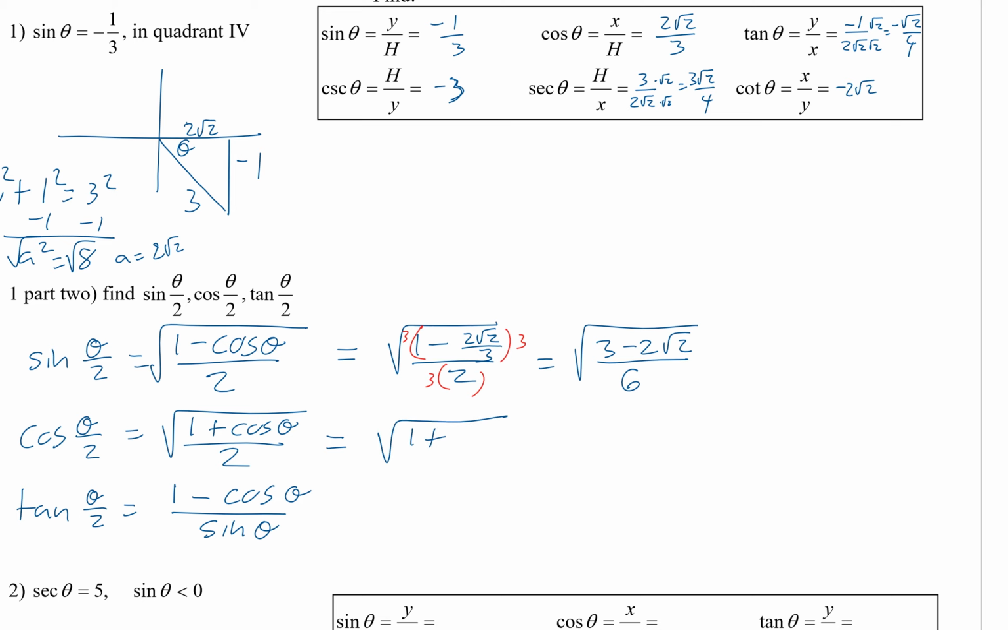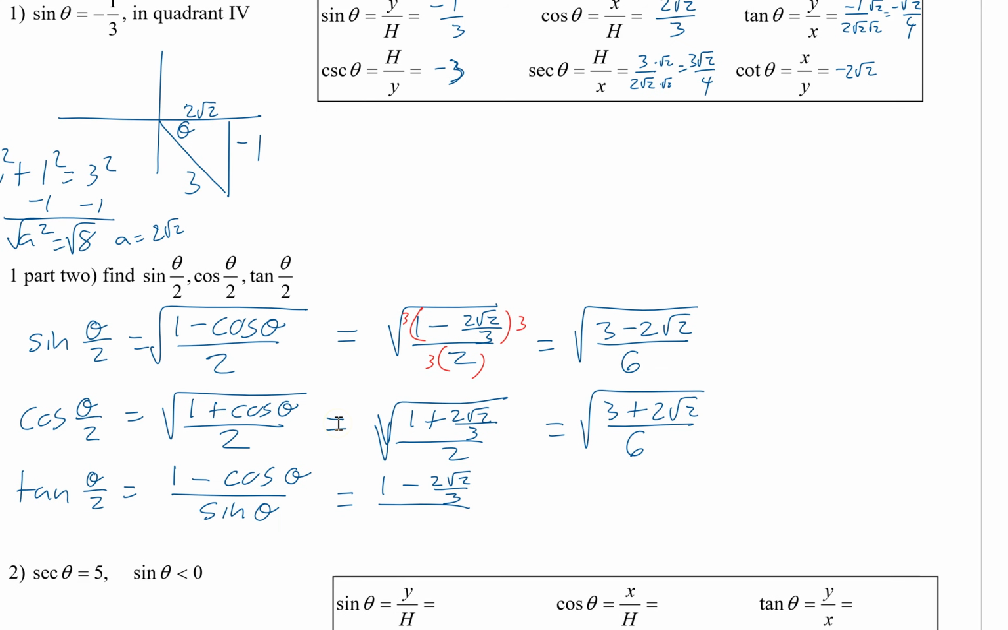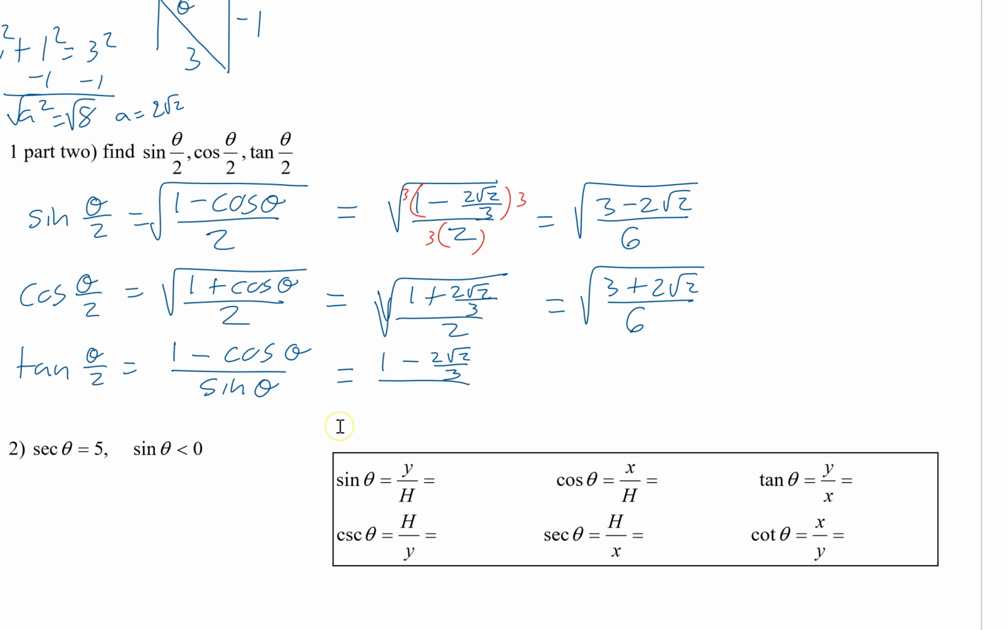Let me do it again. So we know that would just be now square root of 3 plus 2 rad 2 over 6. And then tangent would be 1 minus 2 rad 2 over 3. And then what was our sine theta again? Sine theta was negative 1 over 3. And complex.